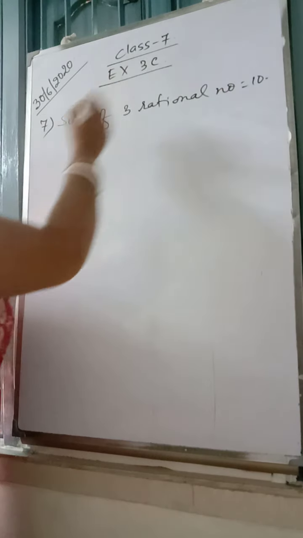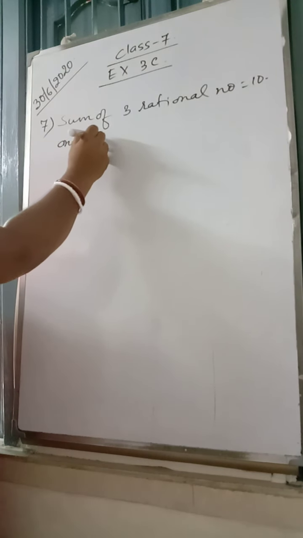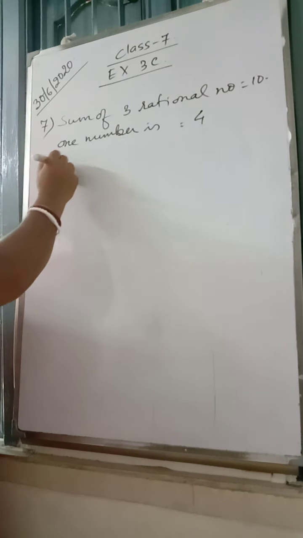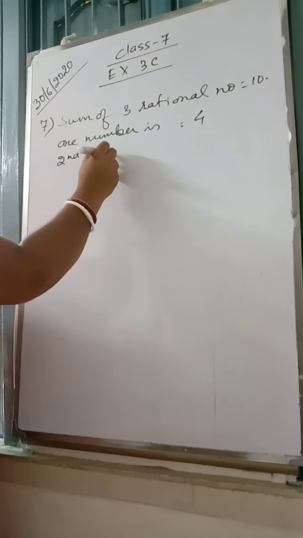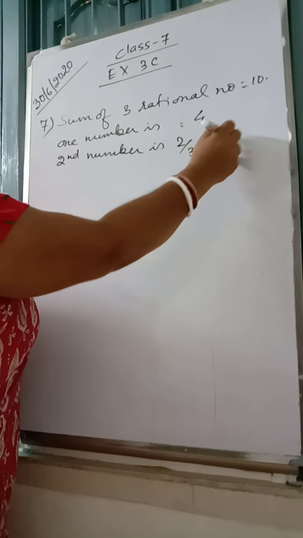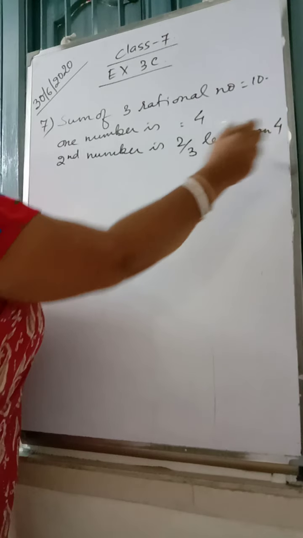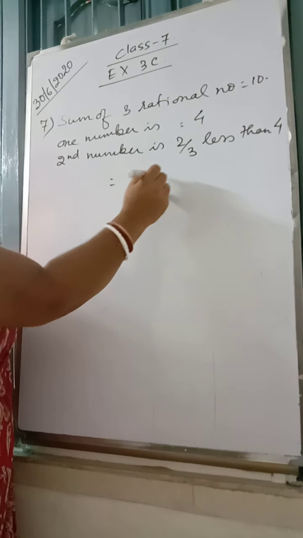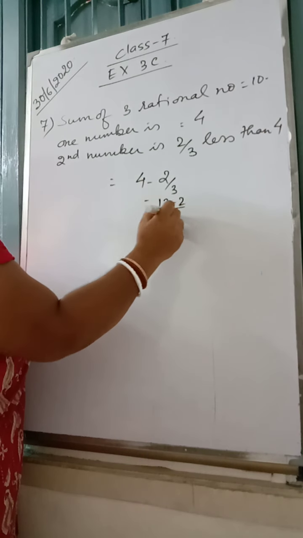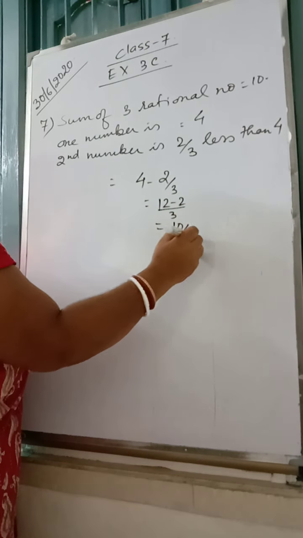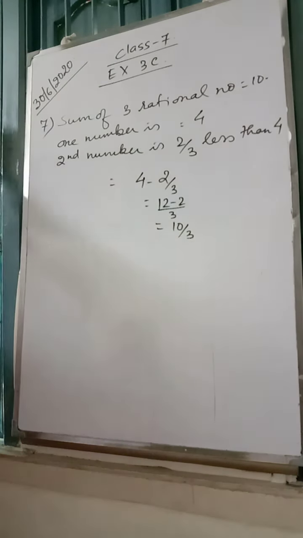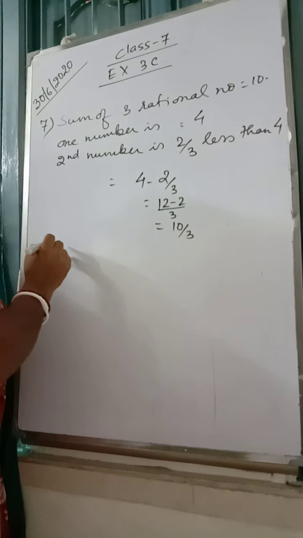is equal to 10. One number is 4. The second number is 2/3 less than 4. So this will be 4 minus 2/3, which gives you 12 minus 2 over 3, or 10/3. This is 2/3 less than 4. This is the second number we got.